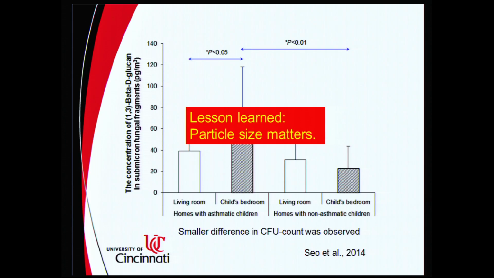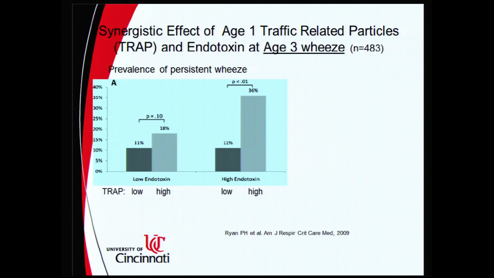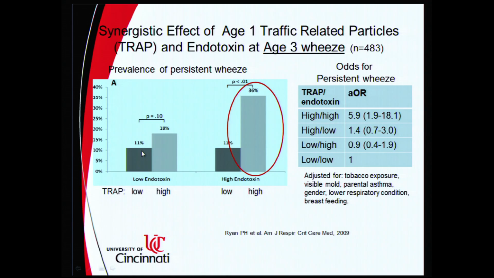We should also think about these fragments and how we could measure those and include those in the analysis. And then the final result here is where I want to bring in some of the traffic pollution, which was actually the focus of the CAPS. This set of figures shows the synergistic effect of traffic-related particles and endotoxins. The bar chart on the left shows children who had low endotoxin and then children who had high endotoxin. And the darker one is low traffic pollution and the lighter one is high traffic pollution.